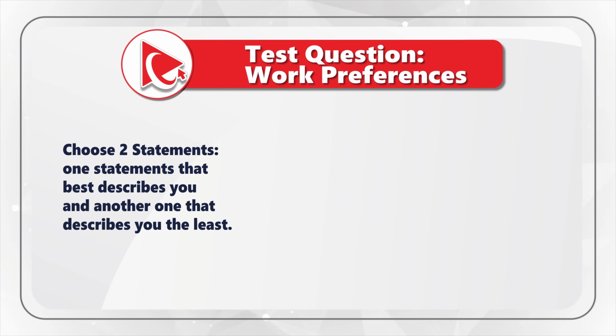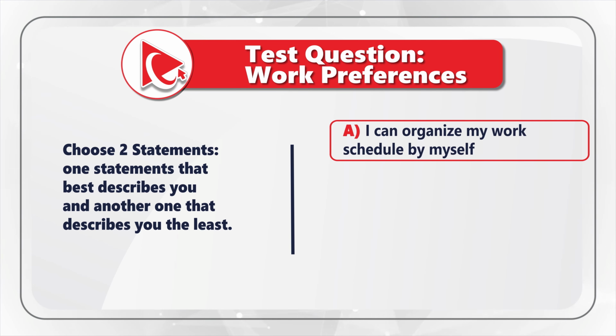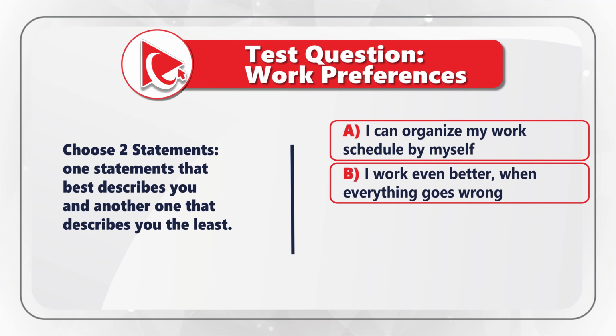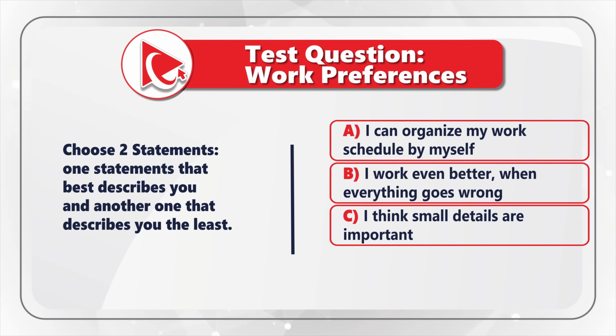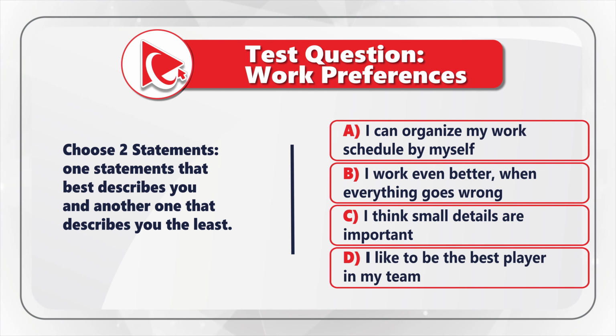The 4 possible answers to this question would be A. I can organize my work schedule by myself. Choice B. I work even better when everything goes wrong. Choice C. I think small details are important. And last but not least, choice D. I like to be the best player on my team. Take a close look to see if you can come up with two answers.